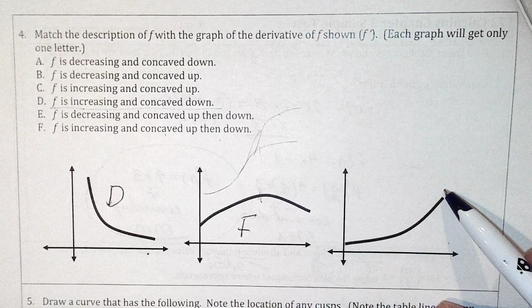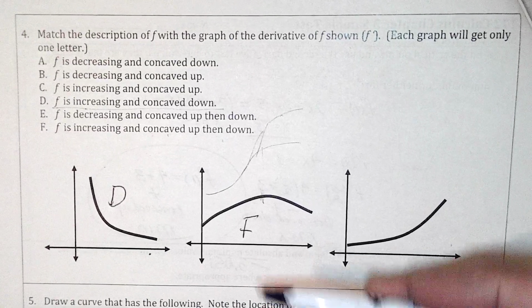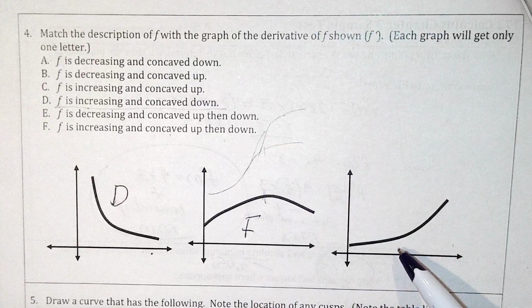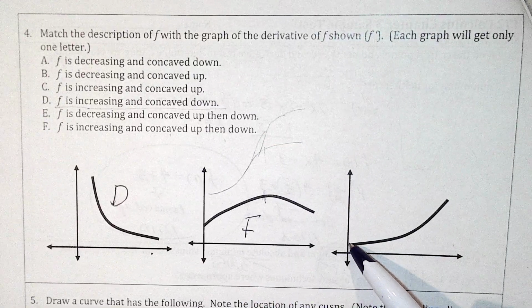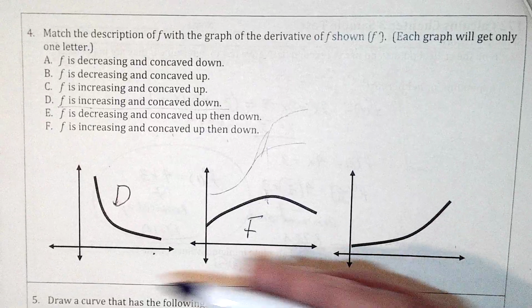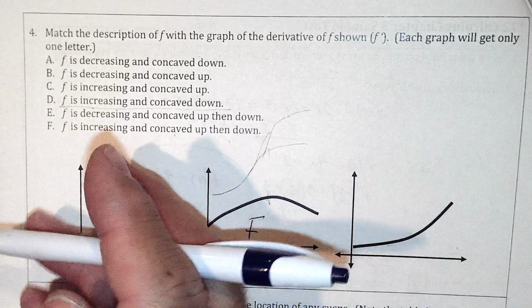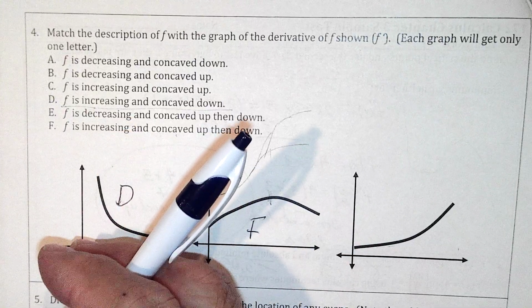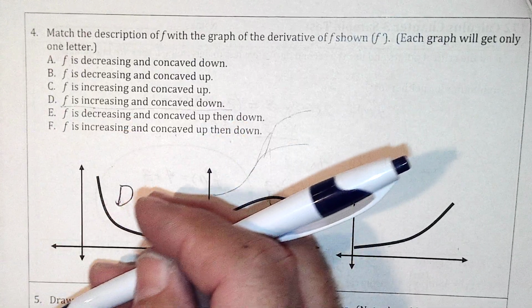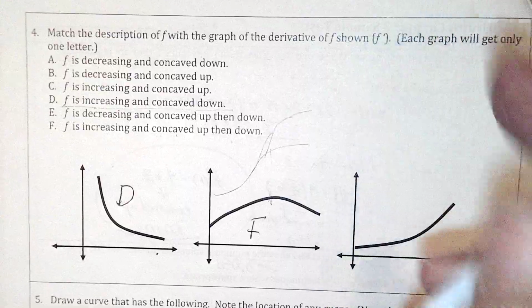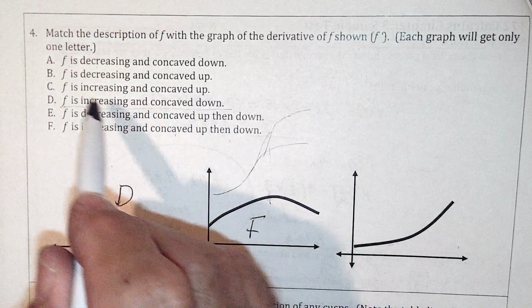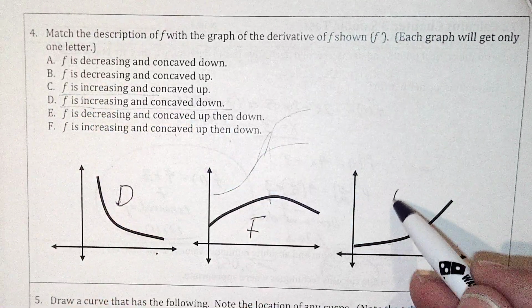This one, always positive slope, because it's always above the x-axis, so it's always increasing slowly and then more. So it's increasing slowly, then it gets steeper. So that makes it concaved up. Increasing and concaved up. C.